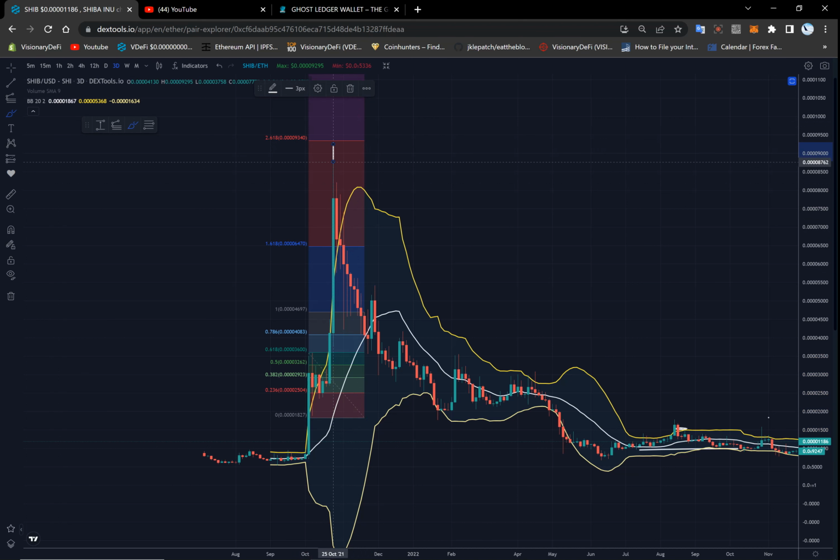This is why I say never get in a project where you see these huge green candles like this. When you see these huge green candles, don't chase them, because most likely price is coming right back down. Always get in after a retracement. If price is continuously going up, just wait until there's a retracement first, and then you get back in.